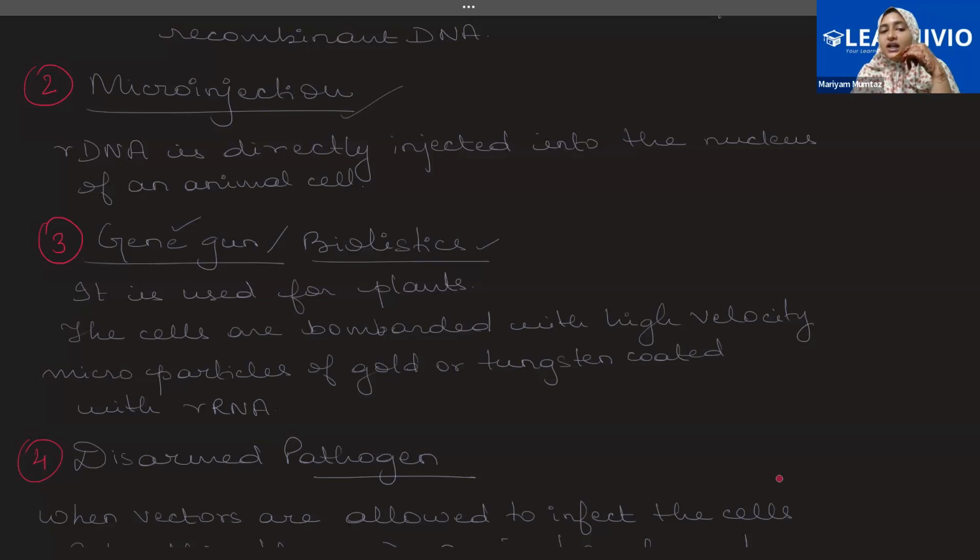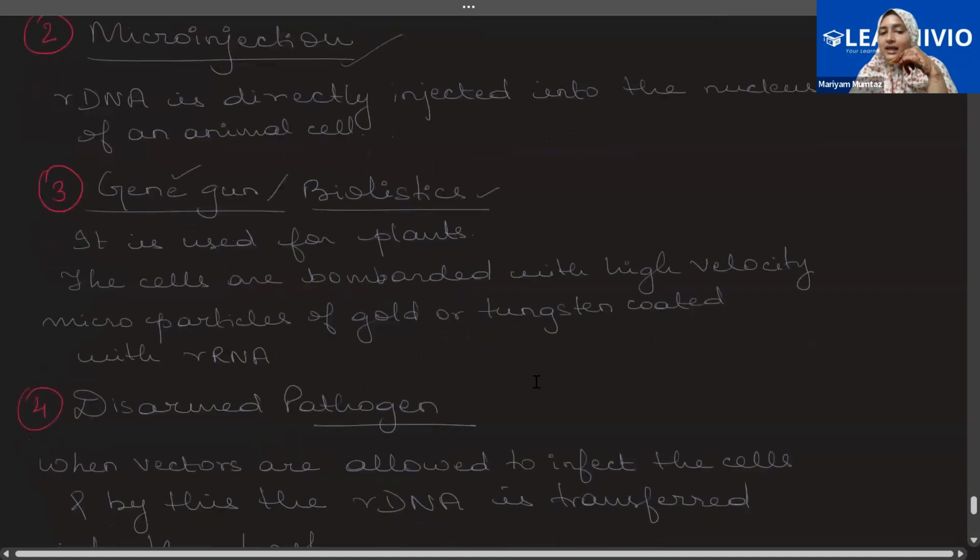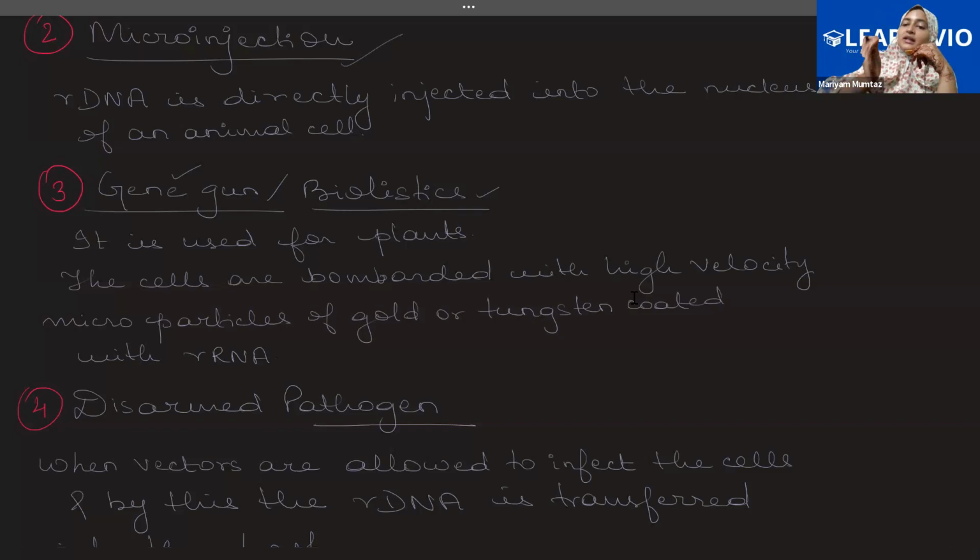Then comes the gene gun, or you can also call it biolistics. Now the gene gun or the biolistics, it is used for plants, wherein what we do is that we take a gold or a tungsten particle and we coat it with the recombinant DNA, rDNA. Okay, we coat the gold or the tungsten. See here, the gold or the tungsten acts like a bullet, just like how bullets are there in a gun. And then with the help of that, the cells are bombarded with high velocity microparticles.